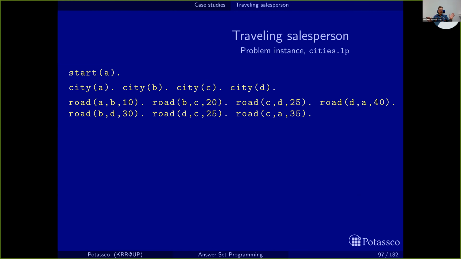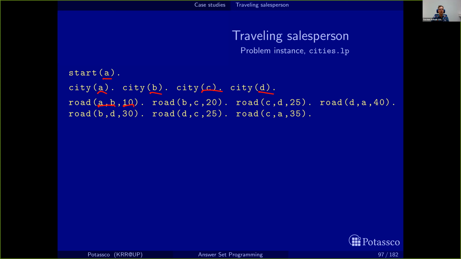So here's just an example. I did this in terms of cities. Let's say we have city A, B, C, and D. We start at city A, and then we have roads from A to B. The distance is 10, and the same for the other roads. Now this is more or less our problem instance.